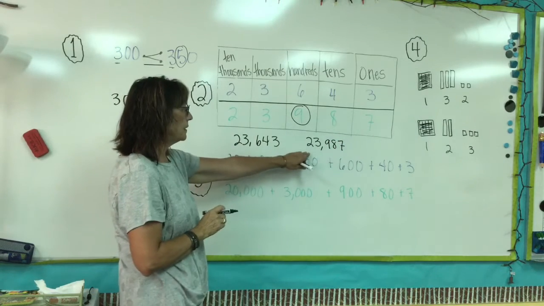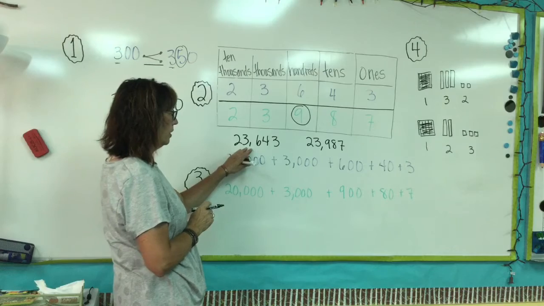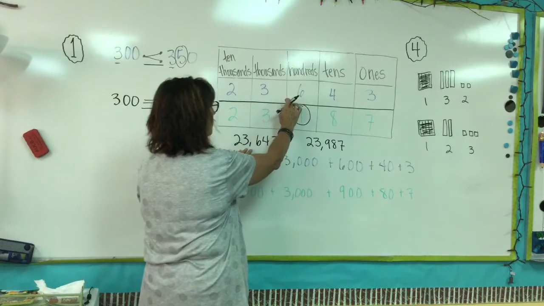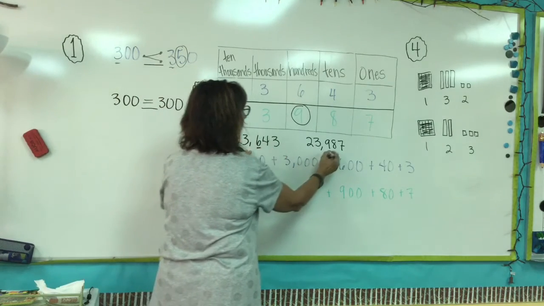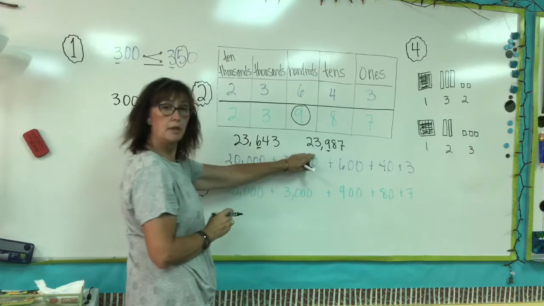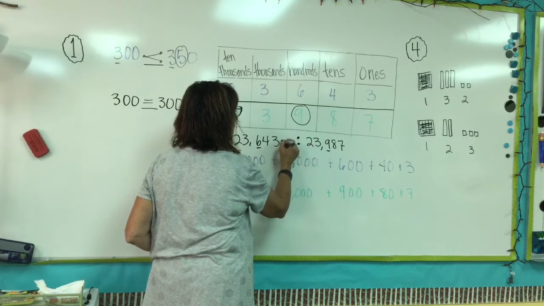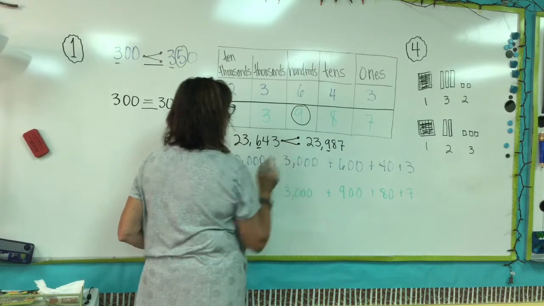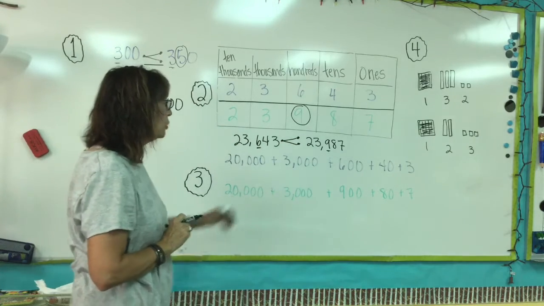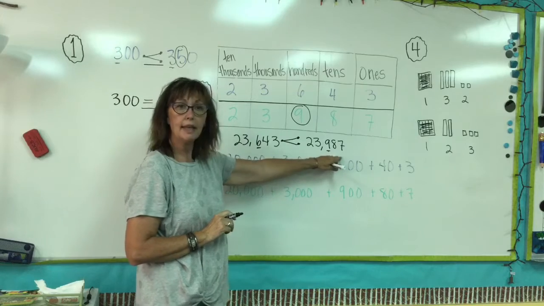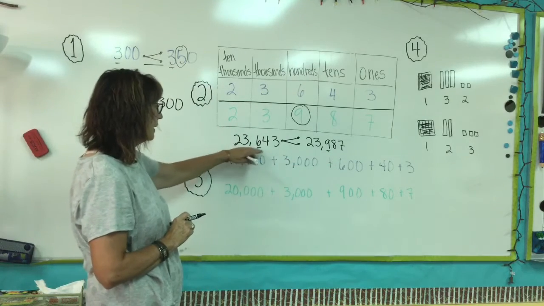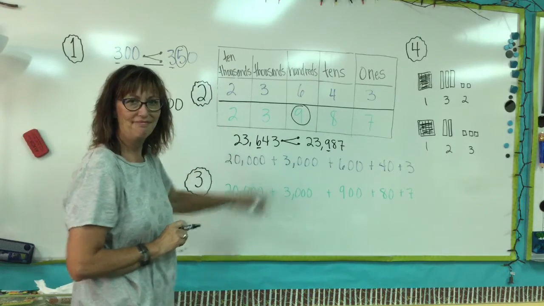And we know that this number was greater than this number because of the hundreds place. So we have a 6 and we have a 9. Because we know this number is greater, I'm going to make 2 dots here, 1 dot here, and simply connect the dots, okay? 23,987 is greater than 23,643.